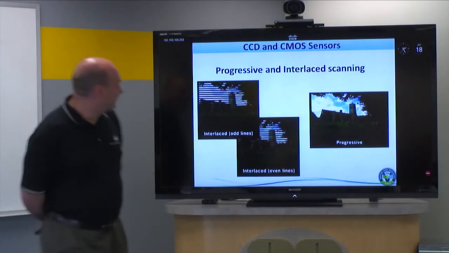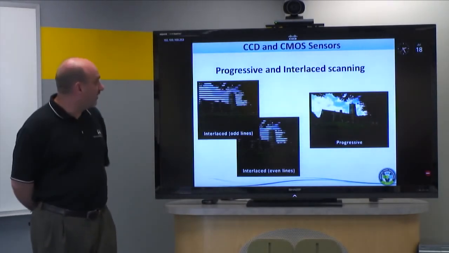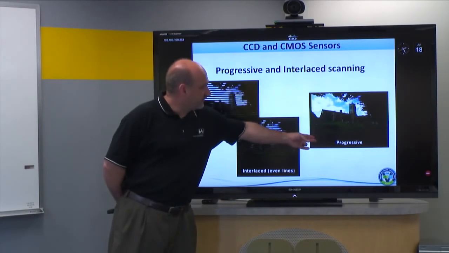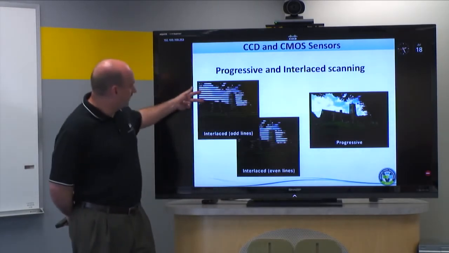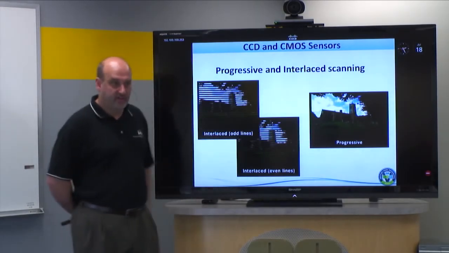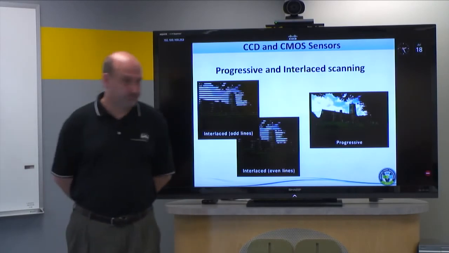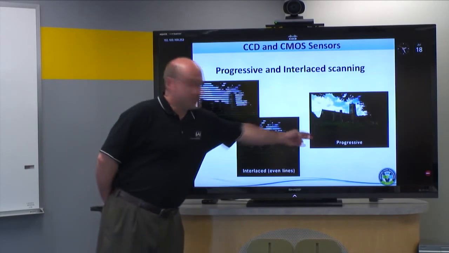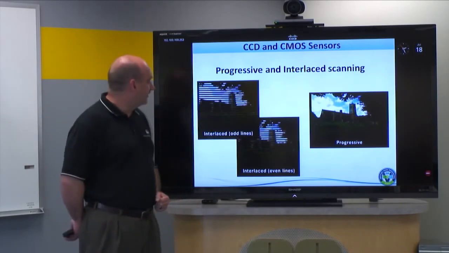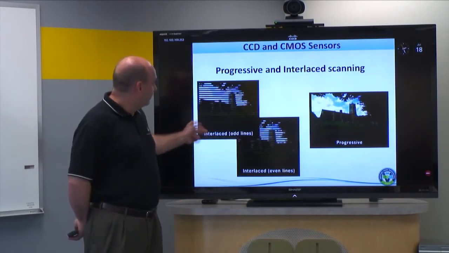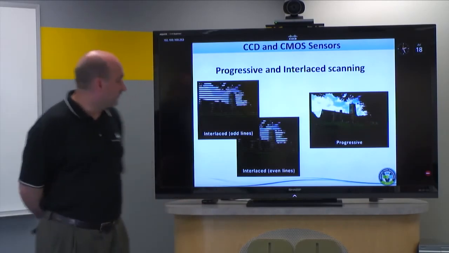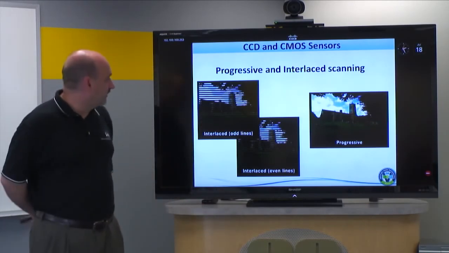So again, this is just reiterating how progressive and interlace scanning work. This is what comes out of the camera of progressive, and this is what the two fields of an interlace scan look like in the same scene. So if I were frame grabbing, this would be captured from a progressive scan camera, and these two fields would each be captured from a frame grabber as fields and joined back to a frame.